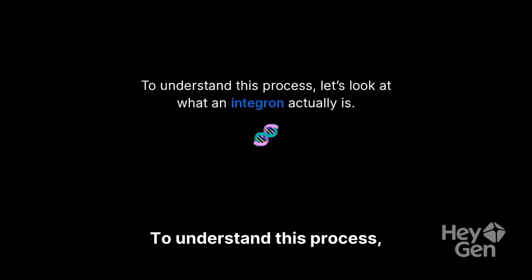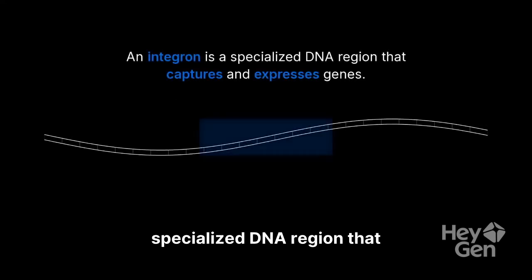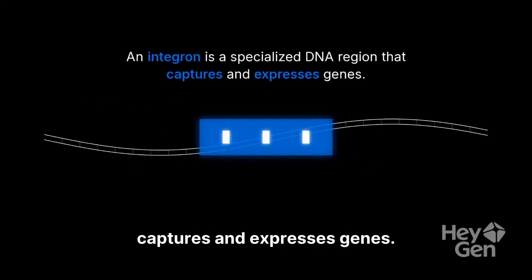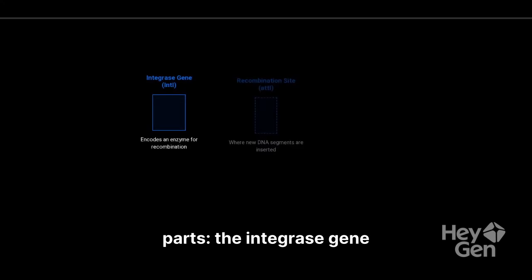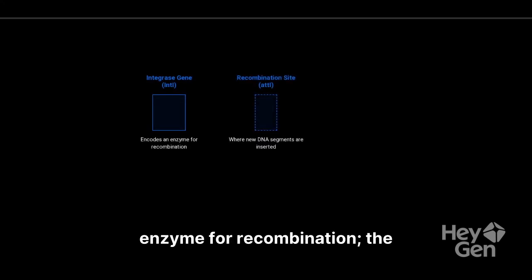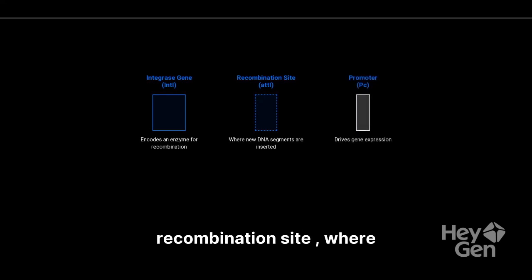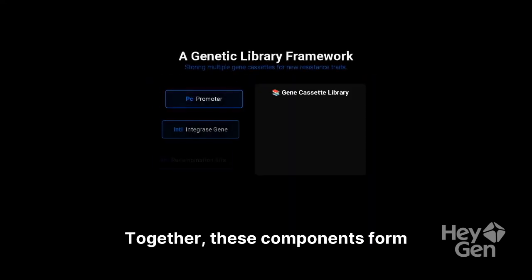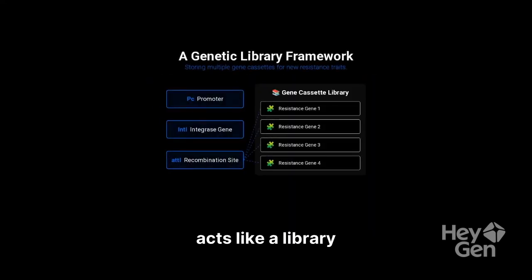To understand this process, let's look at what an integron actually is. An integron is a specialized DNA region that captures and expresses genes. It has three essential parts: the integrase gene, which encodes an enzyme for recombination, the recombination site, where new DNA segments are inserted, and a promoter, which drives gene expression. Together, these components form a genetic framework that acts like a library, allowing bacteria to store multiple gene cassettes, each potentially carrying a new resistance trait.